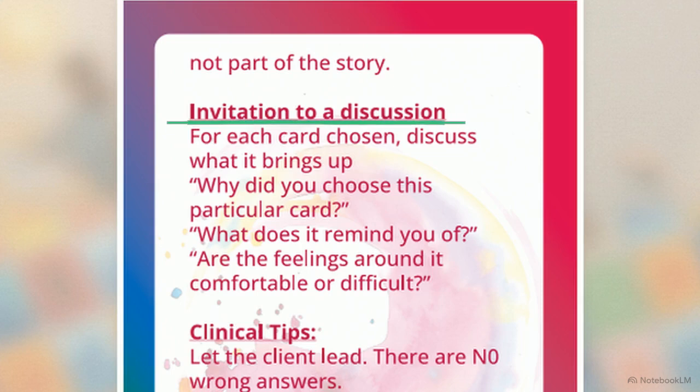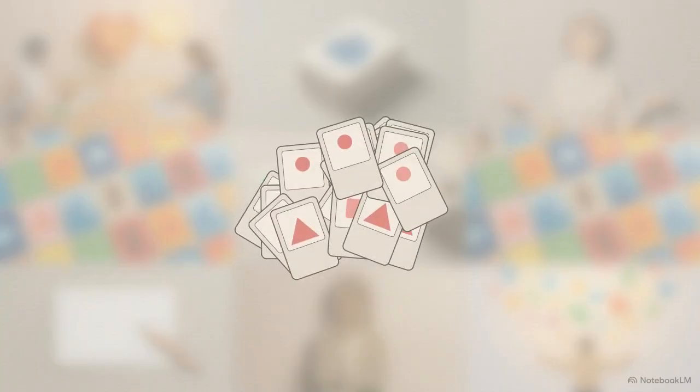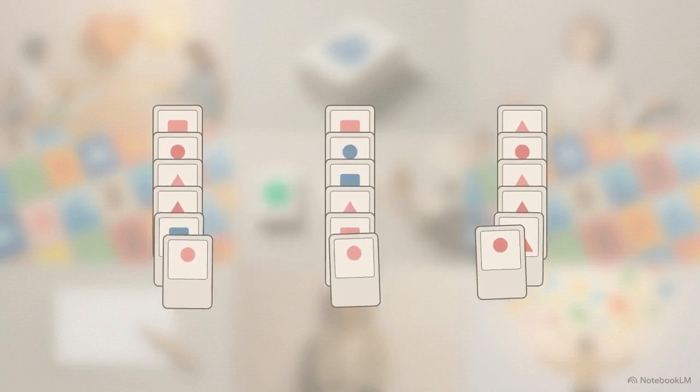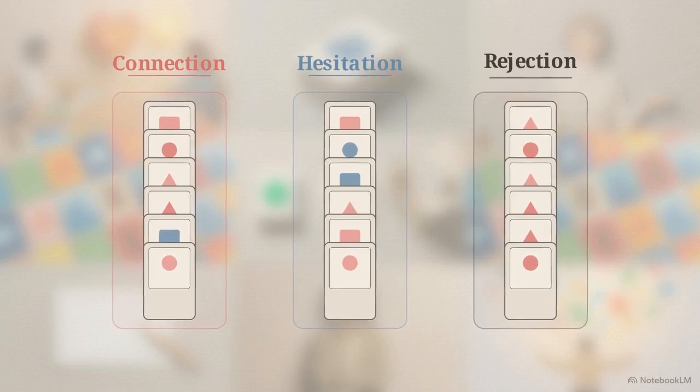With only the connection and hesitation cards remaining, transition into a guided discussion. Use open-ended questions to explore choices, asking, "Why did you choose this card?" Or, "Are the feelings comfortable or difficult?" This sorting mechanism transforms a broad, complex subject into a manageable roadmap. It provides the session with a structure driven by the client's visual associations.